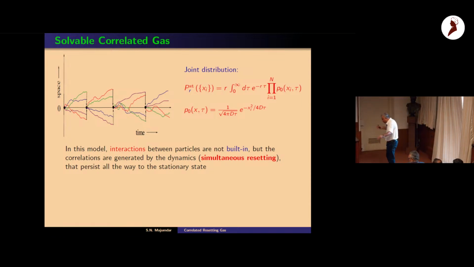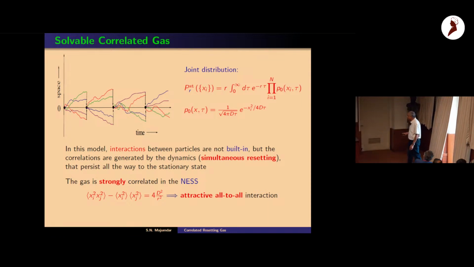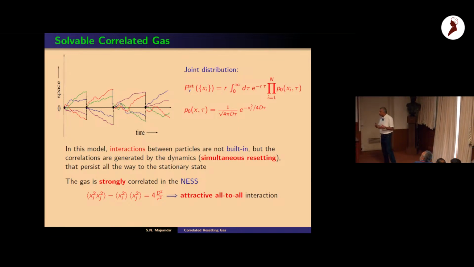When you are pushing them all together all the time, somehow that creates an effective attraction between the particles dynamically, and this leads to a stationary state with non-trivial correlations. In fact, you can calculate the correlation function very easily. Of course, if you calculate the standard correlation <xi xj> minus <xi><xj>, that will be 0 because this is Gaussian, so for i not equal to j, this will be 0. But the first non-trivial correlator is <xi² xj²> minus <xi²><xj²>, the connected part basically. And you can show that this is very simply 4D² over r². So this is positive, which means there is an attractive all-to-all interaction between the particles in this gas, okay, in the stationary state.